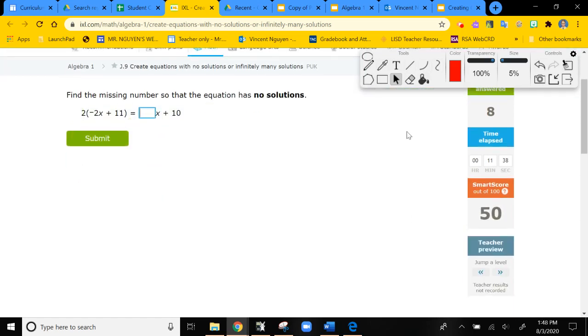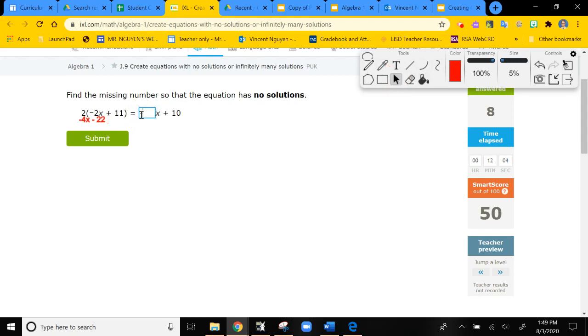All right, I'm going to jump level. Or maybe I won't. Maybe this one is different. So I have to work out the left-hand side. This will become negative 4x, actually, 4x, right? And then minus 22, okay? And then on the other side, I know in order for me to have no solution, the other side has to end up with a negative 4x as well.